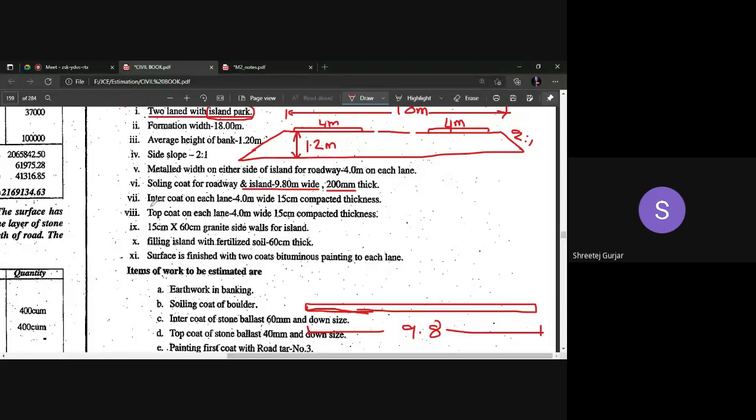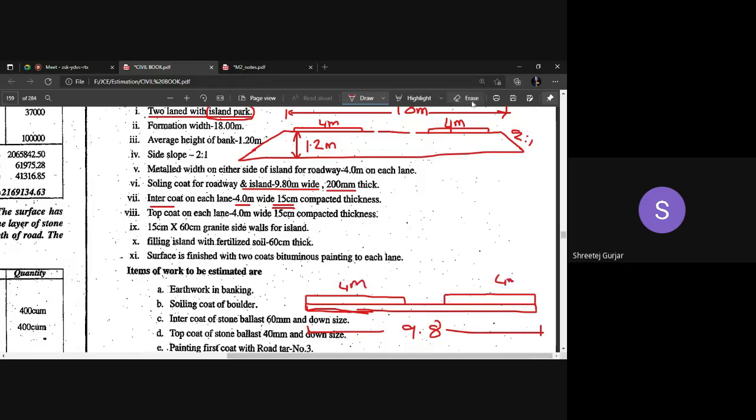No problem. The intercoat, or the coat which is provided on this, is provided for each lane, 15 centimeter thick. So what I've drawn is wrong. That is not provided entirely. It is just provided below your road, which is 4 meter in width. So it is provided like this, 4 meter in width. Then you have a gap, and then 4 meter over here. So this is our intercoat, and the thickness is 15 centimeters. Each of this is 4 meter in width.